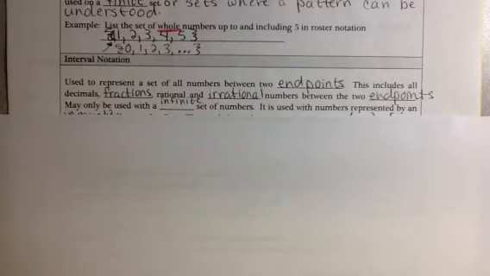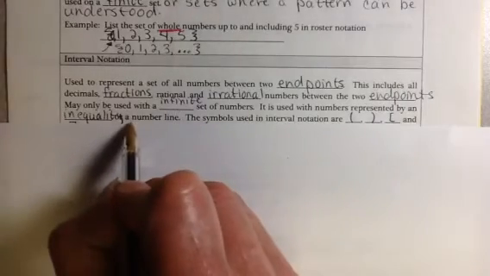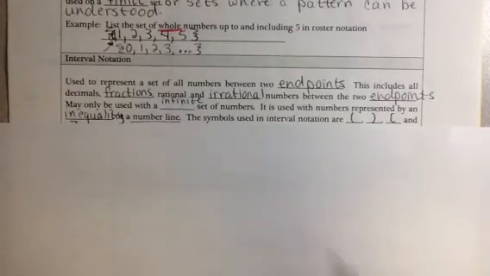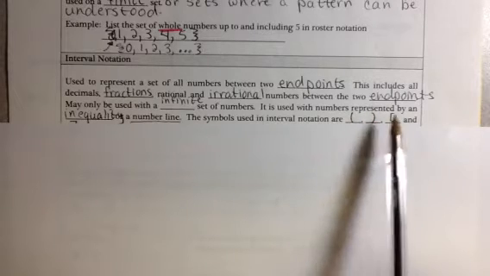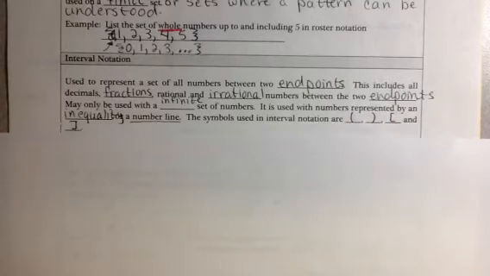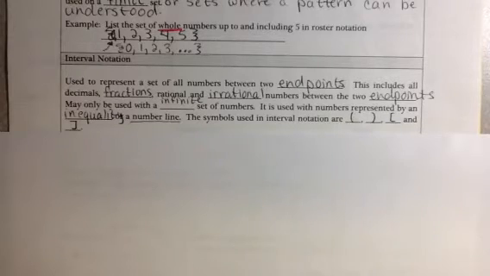It's used with numbers represented by an inequality or a number line. So think of it as all the numbers between two numbers on a number line, or including them, depending on how it's written. The symbols used in interval notation are a left and right parenthesis or a left and right bracket. And it could be any combination of two of them. It could be a parenthesis with a bracket. That's okay.